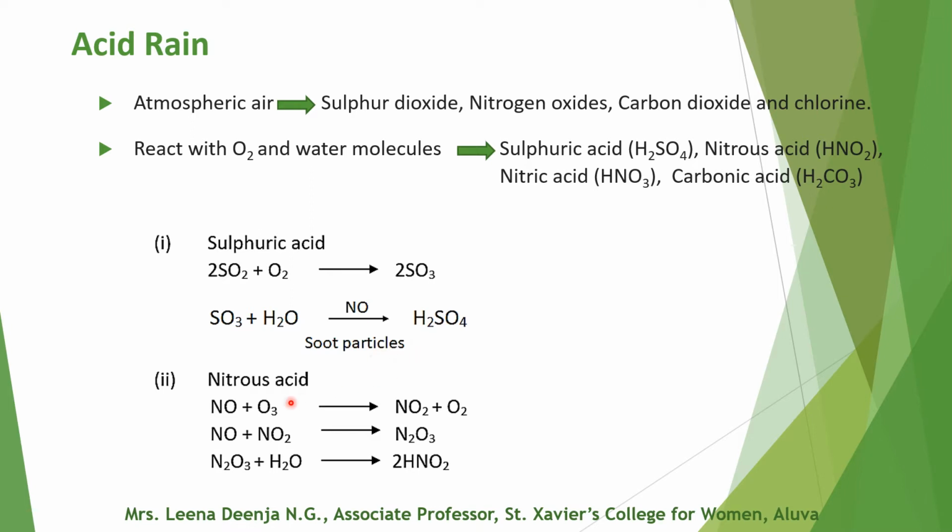Formation of nitrous acid is like this. Nitrogen oxide, when it reacts with O3, gives nitrogen dioxide and oxygen. Nitrogen monoxide, when it reacts with nitrogen dioxide, gives dinitrogen trioxide. This dinitrogen trioxide, when it combines with a water molecule, forms nitrous acid.